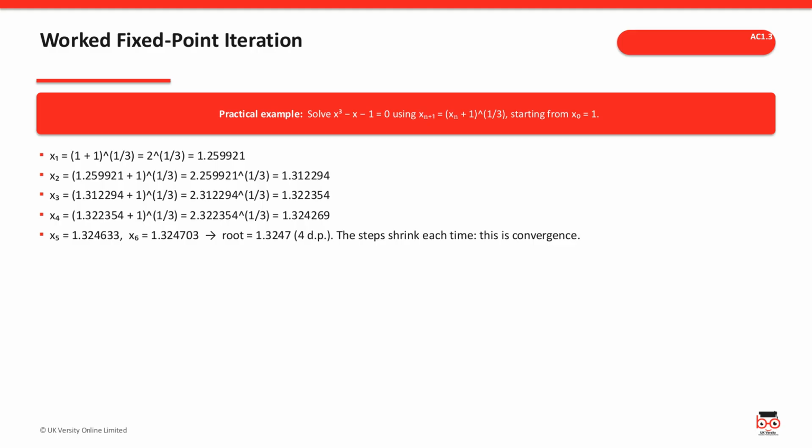Let's actually run that rearrangement. We're solving x cubed minus x minus 1 equals 0 using x sub n plus 1 equals the cube root of x sub n plus 1, starting from x naught equals 1. The first step, the cube root of 2, is about 1.2599. Feeding that back gives roughly 1.3123, then 1.3224, then 1.3243. Keep going and it settles at 1.3247 to 4 decimal places. Notice how the steps shrink each time. That shrinking is exactly what convergence looks like.